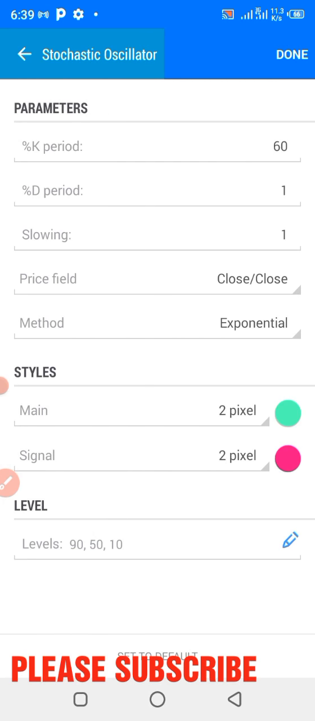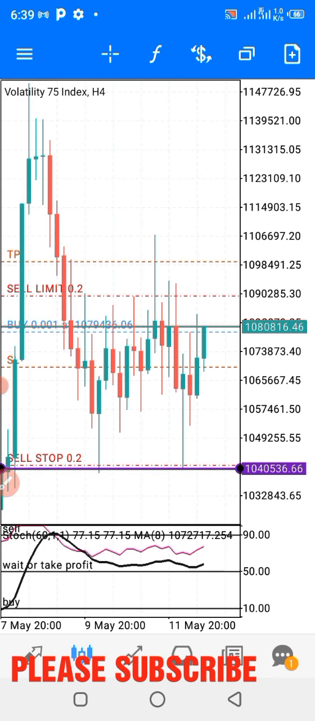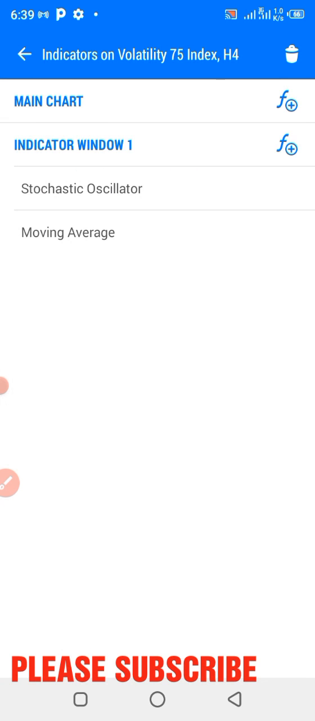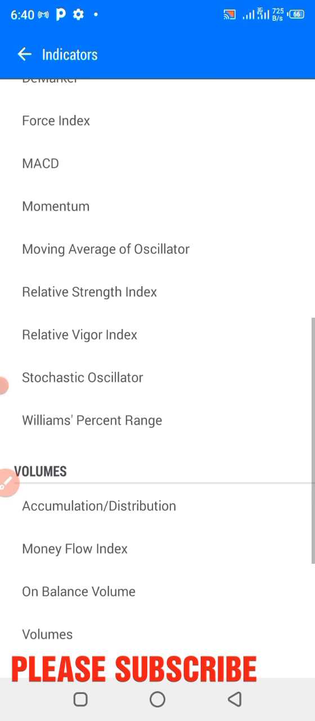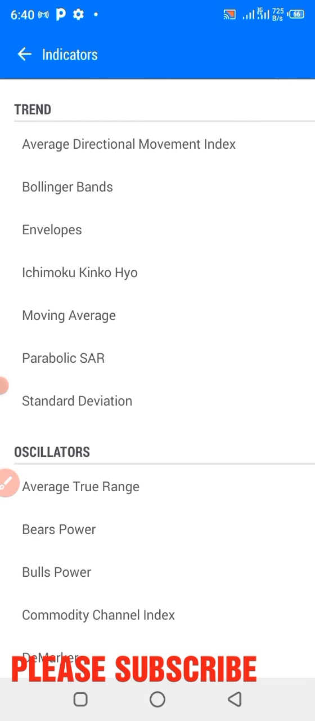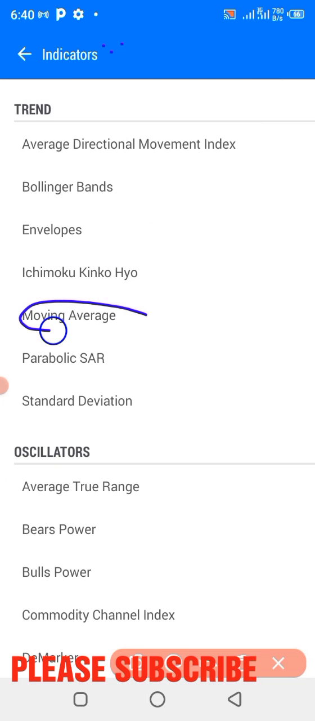The next thing you need to add, you click down, and the next thing you need to add here is, when you create the stochastic oscillator, indicator window 1 will be created. So click on indicator window 1, F plus, then look for moving average. Under trend you will see moving average. See, I'm rushing this video, I don't want this video to be longer. This is moving average. Click on it.